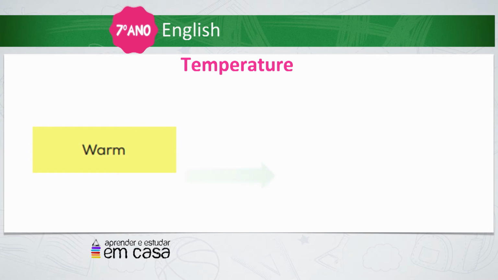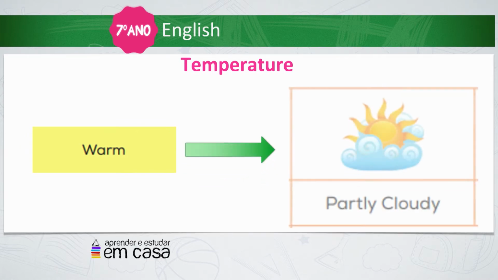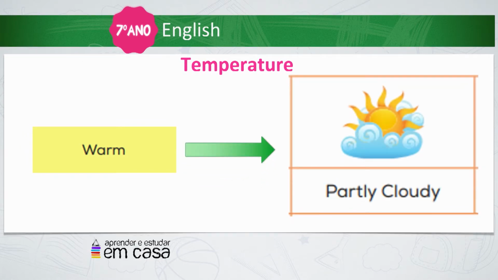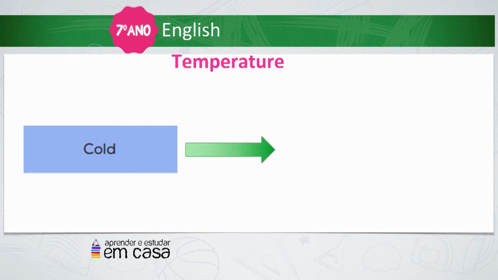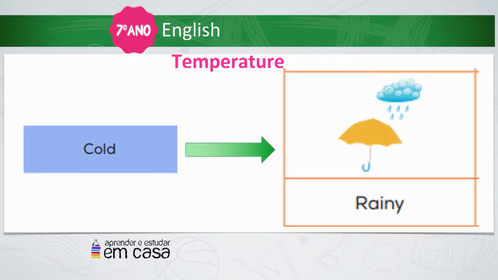warm. When the temperature is warm, the weather is partly cloudy. Can you repeat the warm? Great. The weather is partly cloudy. And then we have the temperature cold. When is it cold? The temperature is cold when the weather is rainy. When it's rainy, the temperature is cold.